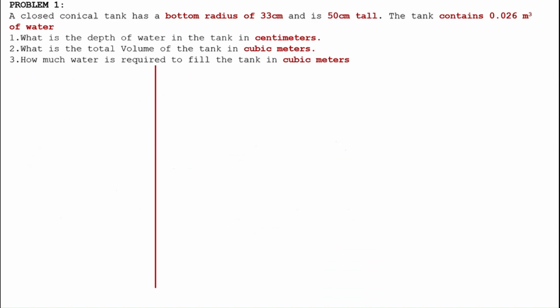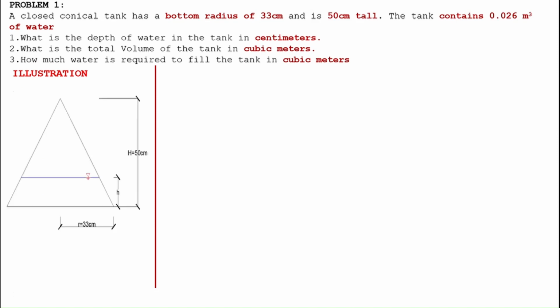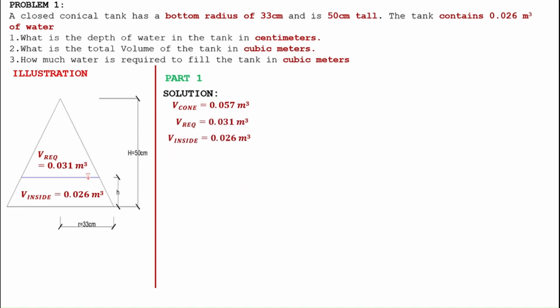For the last part of the problem, we will be using the ratio of similar solids. We can divide the cone into two similar cones, one with a height of 50 centimeters and a radius of 33 centimeters. The other one will have a height equal to 50 centimeters minus h and an unknown value for radius, which we will not specify since it is not necessary. We already determined the volume of the cone, the volume required to fill the cone, and the volume of water already inside the cone.